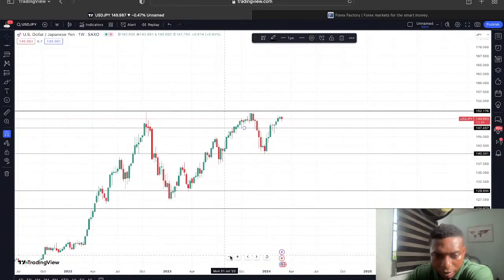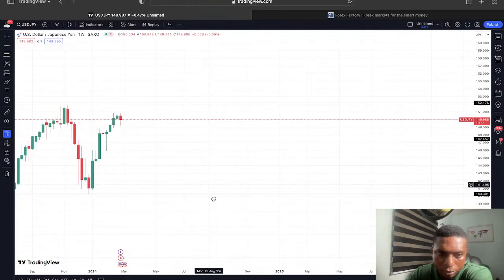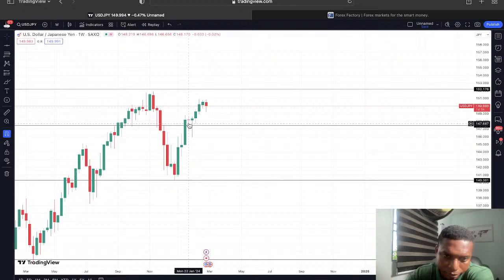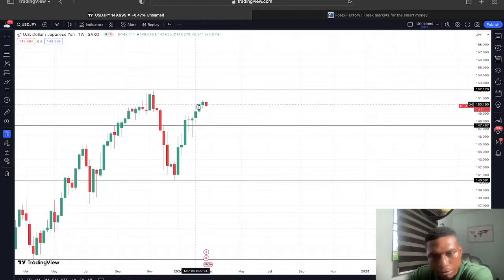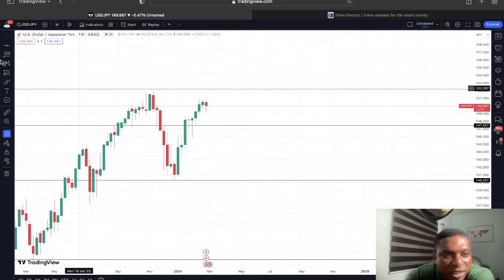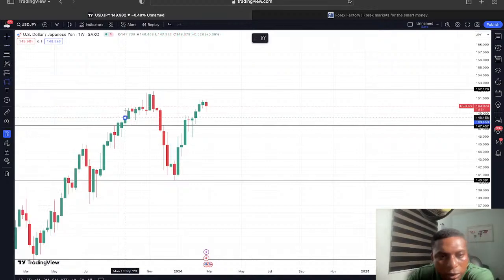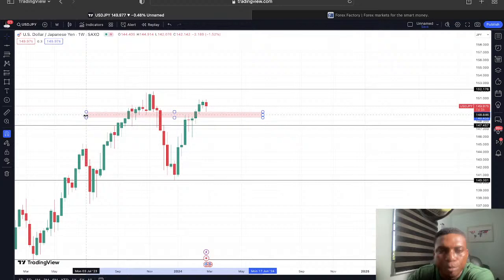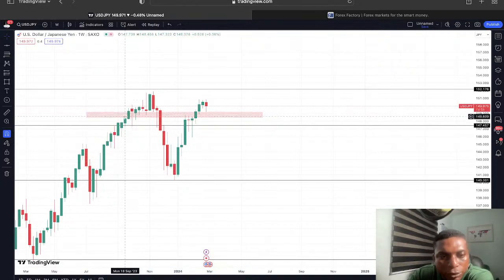Let's zoom in a bit. You can see here how the buy pressure came in, and we can see how the market has pushed up further. From this level, we're expecting a push up, because this level here now is a support zone.